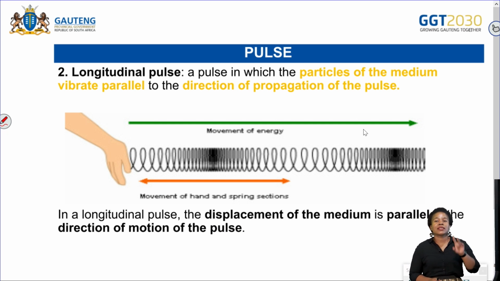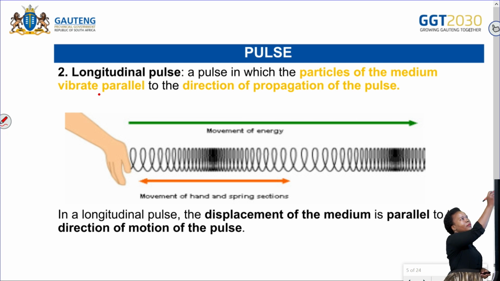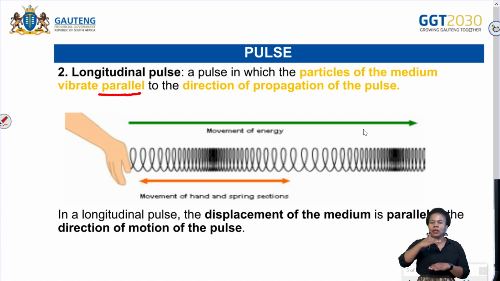However, remember we said we had two types of pulses. The first one we just spoke about is your transverse pulse. Now we're talking about a longitudinal pulse. How is it different from the transverse pulse, you may ask yourself? It's a pulse in which the particles of the medium vibrate parallel to the direction of propagation of the wave. Now, when we say parallel, it's one on top of another, in the same direction.